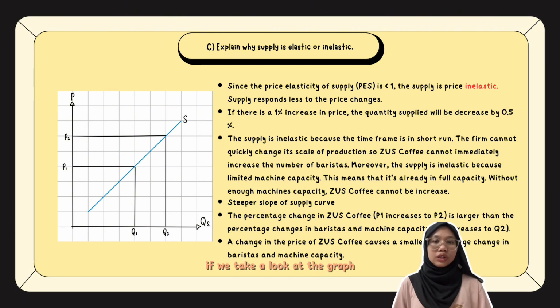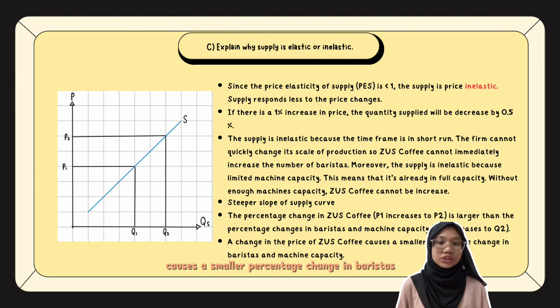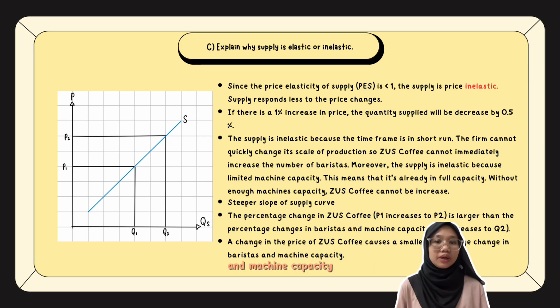If we take a look at the graph, there is a steeper slope of the supply curve. The percentage change in the price of Zeus Coffee, which is P1 increased to P2, is larger than the percentage change in baristas and machine capacity, which is quantity 1 increased to quantity 2. A change in the price of Zeus Coffee causes a smaller percentage change in baristas and machine capacity.